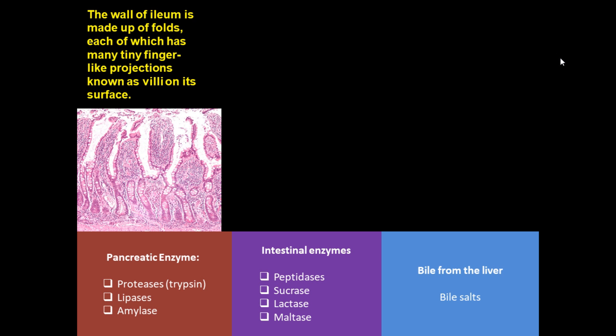Bile from the liver consists of bile salts. The bile salts break down fat globules into fat droplets.